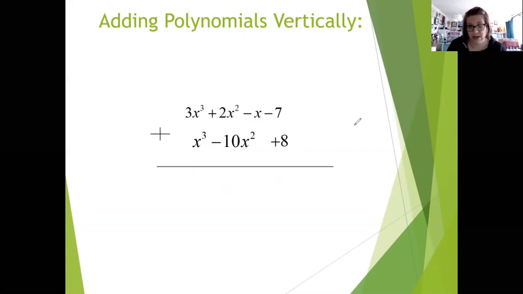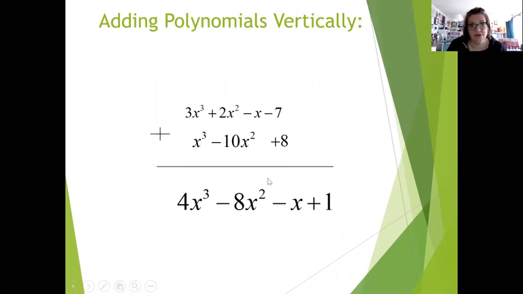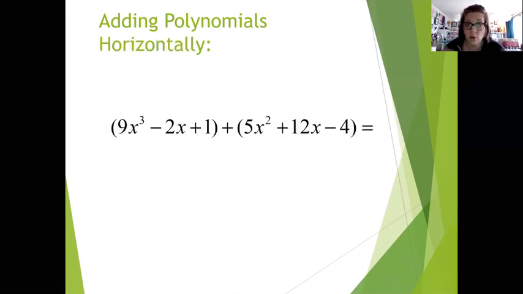Let me click. Okay. So there's our answer, 4x to the third minus 8x squared minus x plus 1. You can also add them horizontally. This is a method that might work for some people.